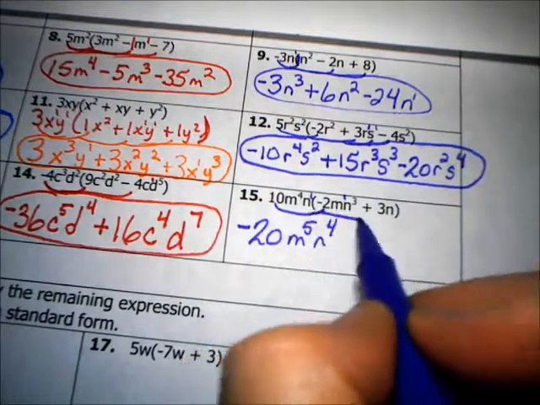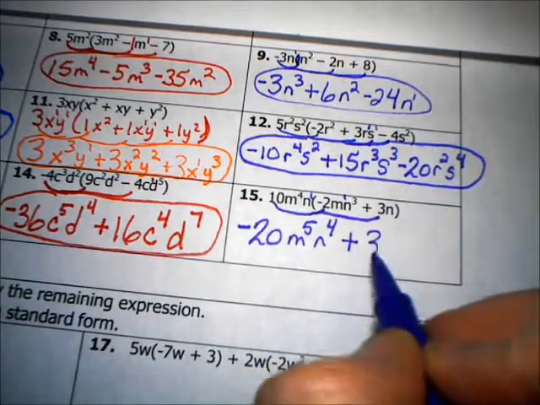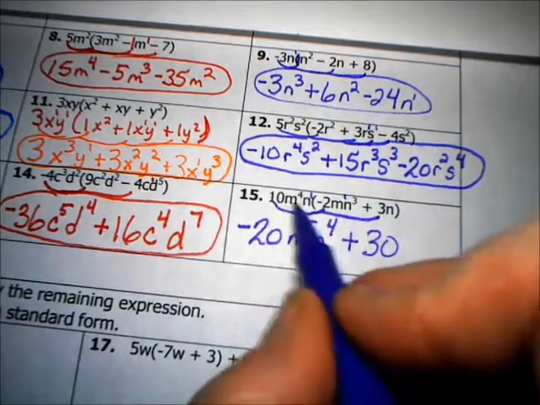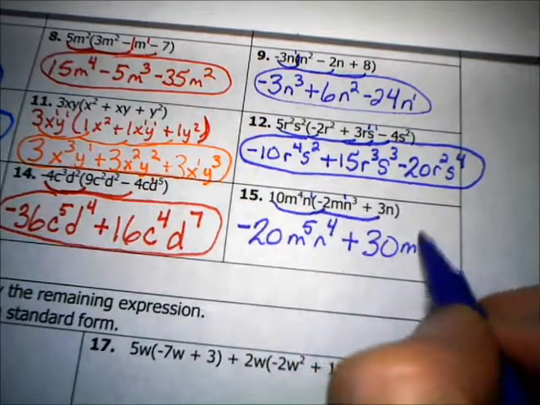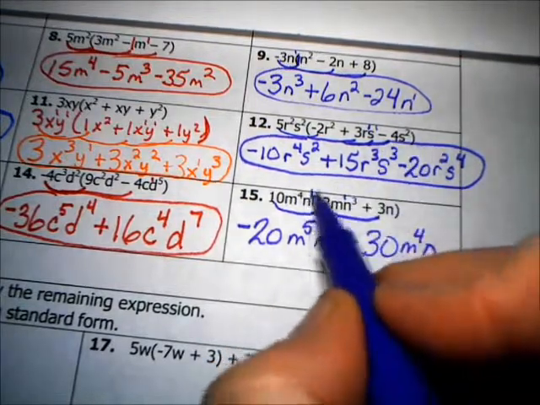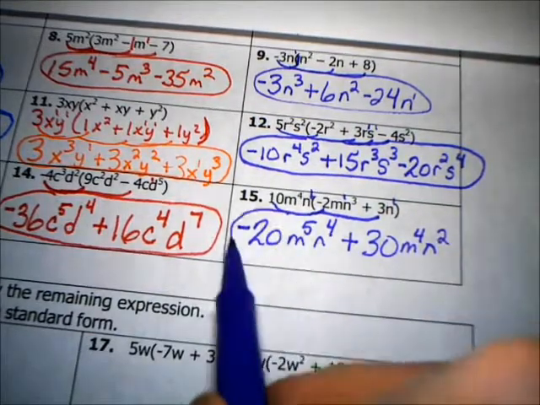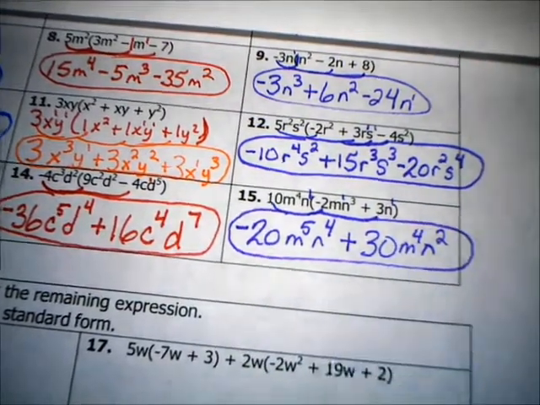Let's go to the last term. 10 times 3 is 30, and then I just carry my m to the 4th over. But now how many n's? One outside, one inside gives you a total of 2 n's, and there you go.